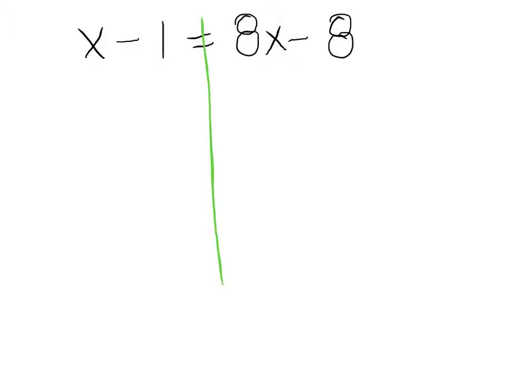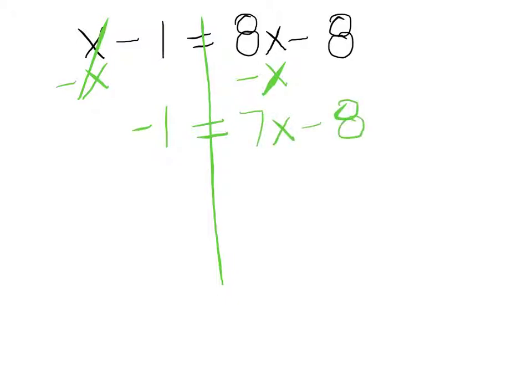Alright, on this problem we have x minus 1 equals 8x minus 8. Is there any distribution to be done? Like terms to be combined? Nope. So we can go ahead and start moving things. I'm going to start with this x, I think. I'm going to undo positive 1x by subtracting 1x. That means I have to subtract 1x from the other side. So x minus x is nothing, and I'm left with negative 1 on that side. 8x minus 1x is just 7x.